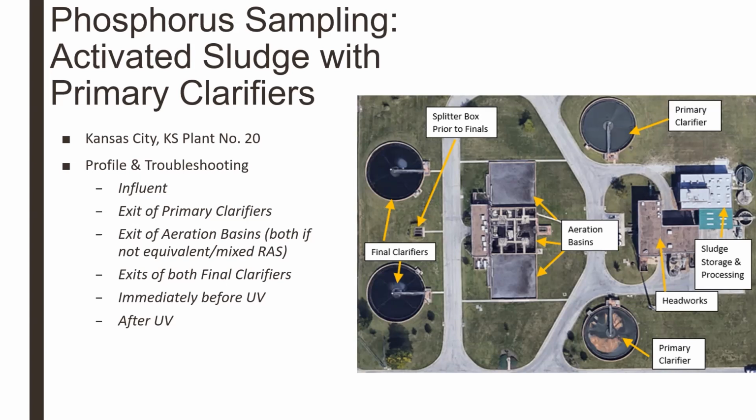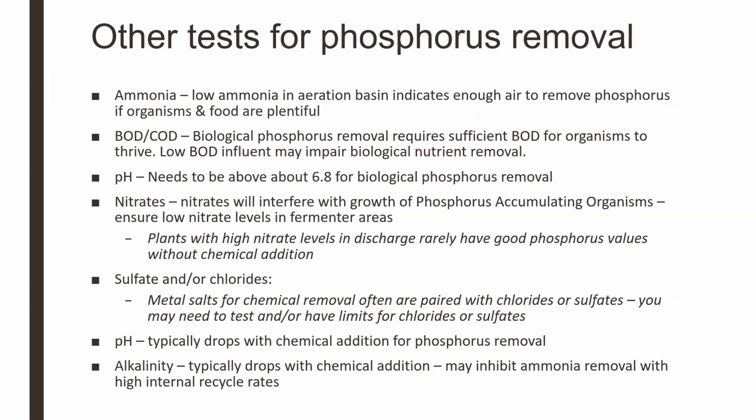Look at the water immediately before the UV and after the UV at your facility if you have one like this. There are also other tests for phosphorus removal that can play a key role. So ammonia, we have a training on ammonia, but ammonia is a good proxy for the suitable amount of aeration needed in the aerobic zone of your plant. If you have low ammonia in the water coming out of your aeration basin, that indicates a very good likelihood that you have enough air to remove phosphorus if you have the organisms in place and food is plentiful. BOD and COD.